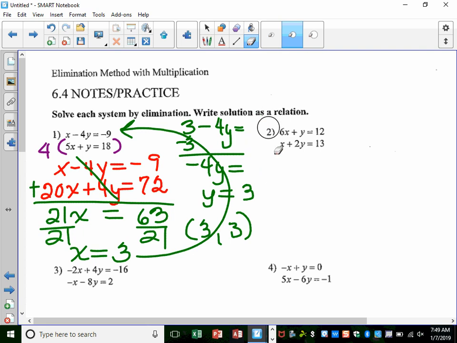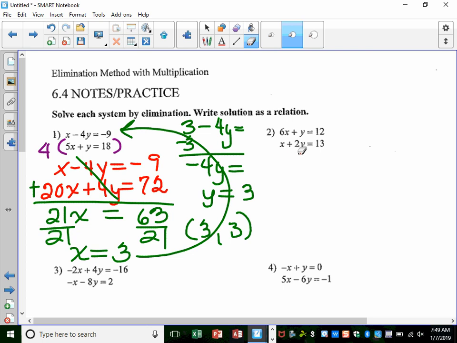All right, so in question number 2, I don't have any coefficients that are at least opposites. Everything's positive. So I just need to choose again. Do I want to eliminate the x's? Do I want to eliminate the y's? I'm just going to do the y's just because the y's are smaller numbers. Okay, that's what I like to work with, smaller numbers. So I'm going to do the y's.